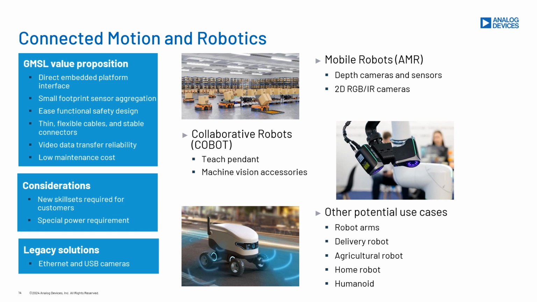Compared to many legacy solutions based on Ethernet and USB cameras, GMSL cameras are often paired with coax cables and connectors used in automotive applications, and these are more stable and reliable. In the long run, it will lower the overall robotics maintenance cost and the operating downtime.